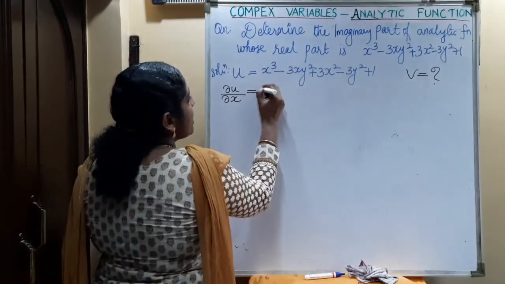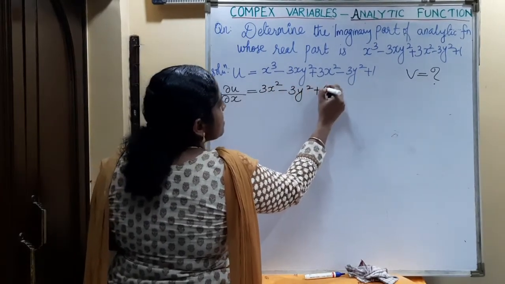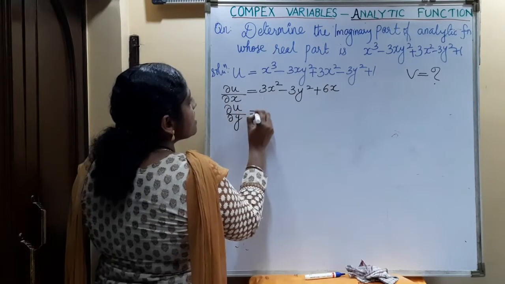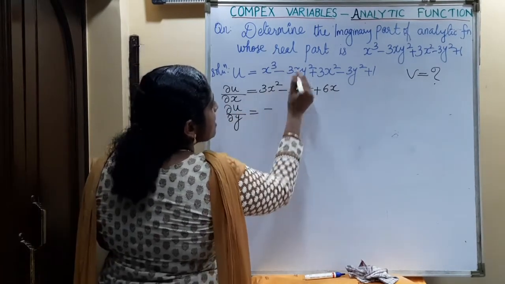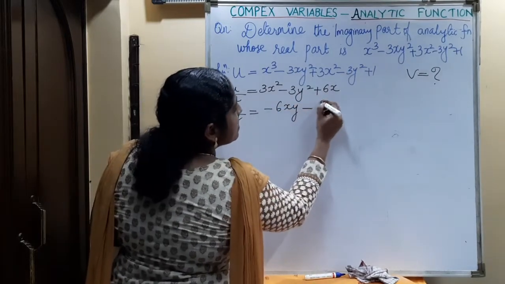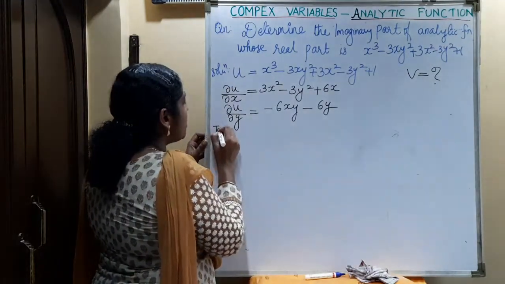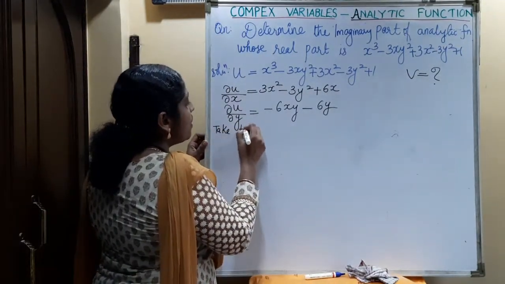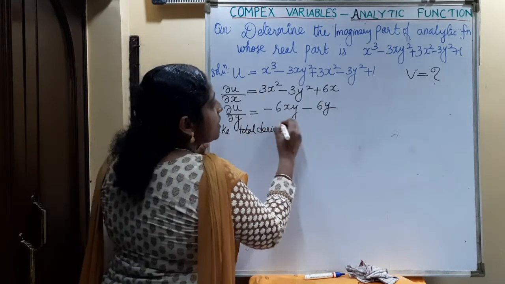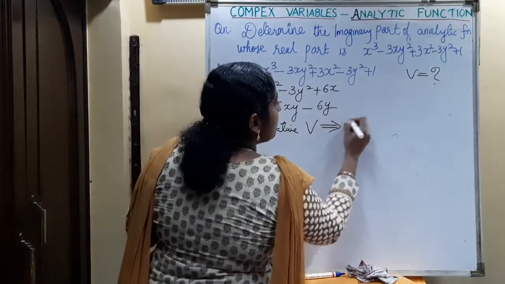So dou u by dou x is 3x square minus 3y square plus 6x. And what will be dou u by dou y? That is minus 6xy minus 6y. Okay. So now what we have to do? Take the total derivative of which part? The imaginary part, that is, what we have to find out, v. So take the total derivative of v.